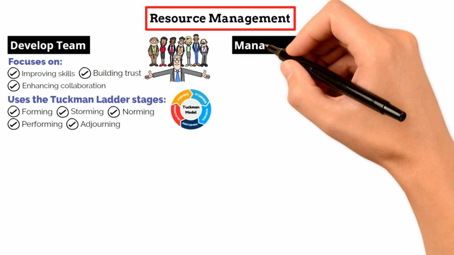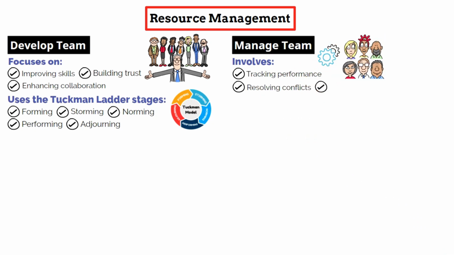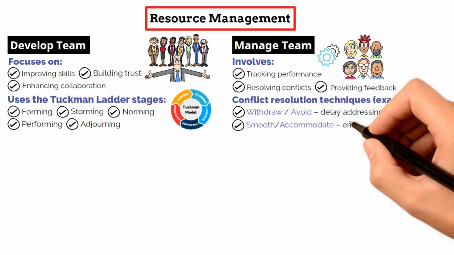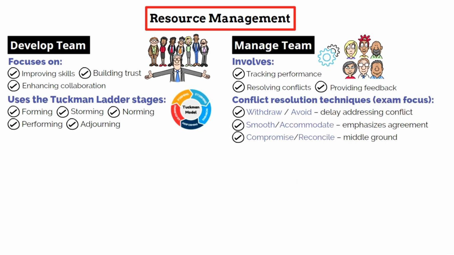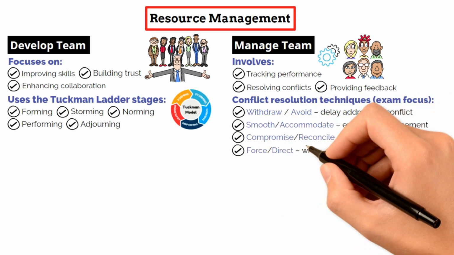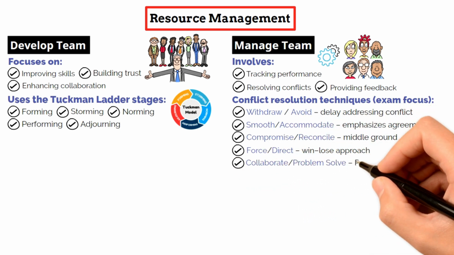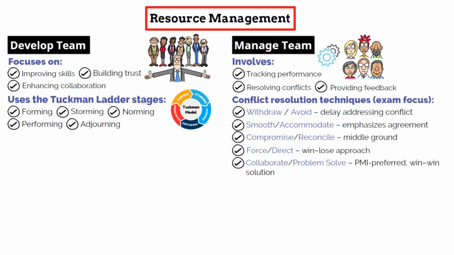The next process is manage team, which involves tracking performance, resolving conflicts, and giving feedback. The exam often tests conflict resolution techniques. The options include withdraw or avoid, which delays dealing with the conflict; smooth or accommodate, which emphasizes areas of agreement; compromise or reconcile, which looks for a middle ground; force or direct, which is a win-lose approach; and collaborate or problem solve, which is PMI's preferred method because it seeks a win-win outcome.